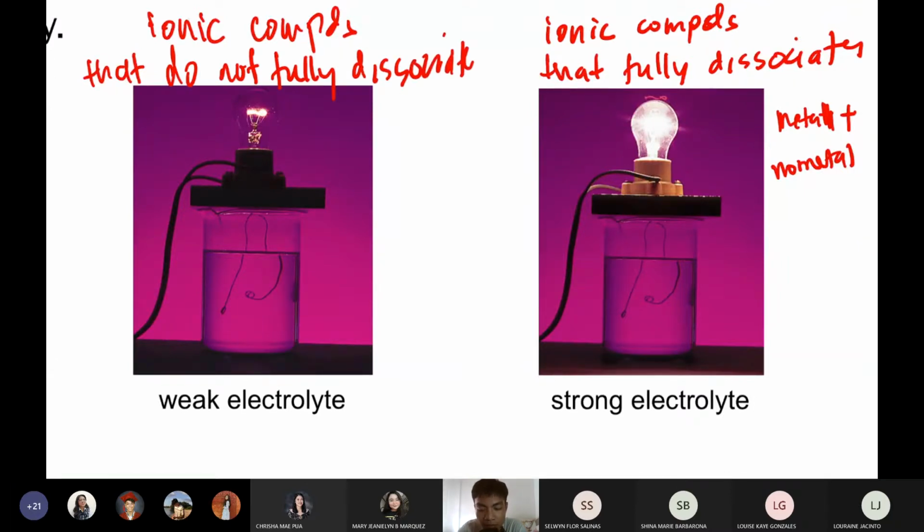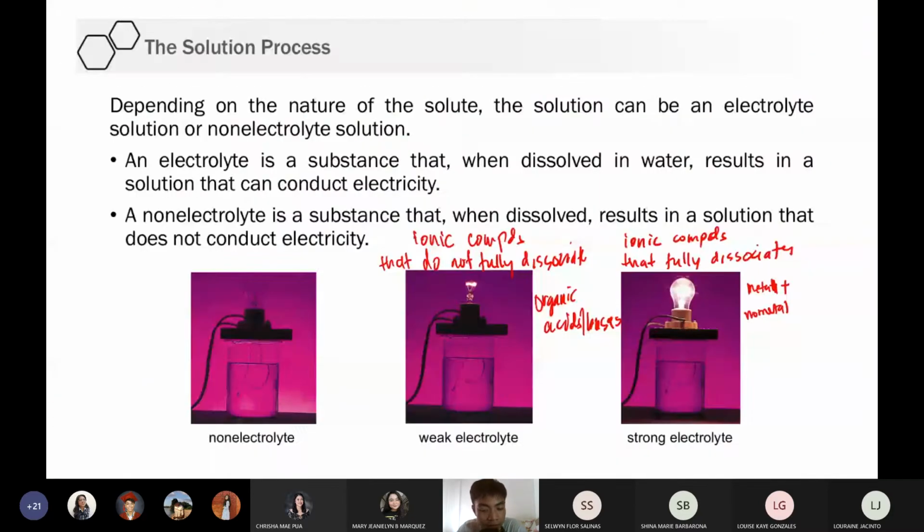An example niyan, yung mga organic acids. For example, suka. Organic acids or bases, yan. So, yan yung mga example ng weak electrolyte. Okay? Yung mga non-electrolyte, of course, hindi ionic compound yan. Mga molecular compound yan, such as alcohol.